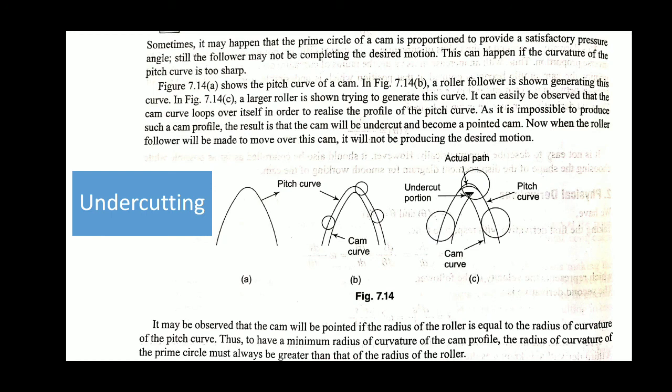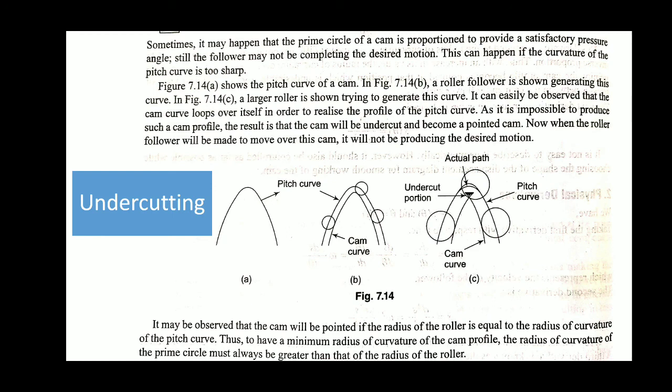Now, what may happen sometimes? It may happen that the prime circle of a cam is proportioned to provide a satisfactory pressure angle, but even then the follower may still not complete the proper desired motion. What do we want? We want the follower to move properly, or you can say the cam should be able to move satisfactorily around the follower. This problem may happen if the curvature of the pitch curve is too sharp.